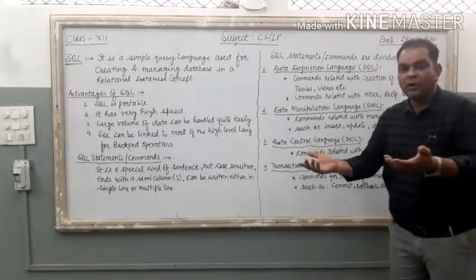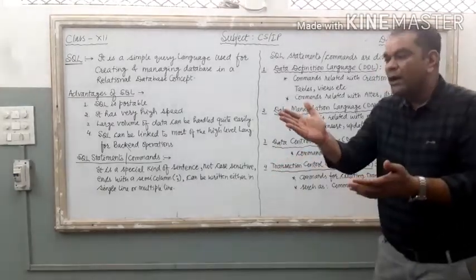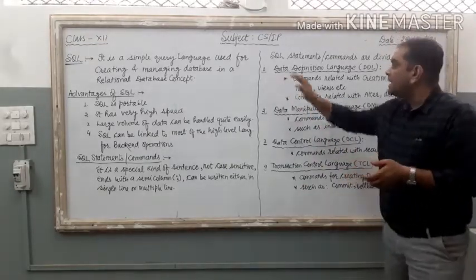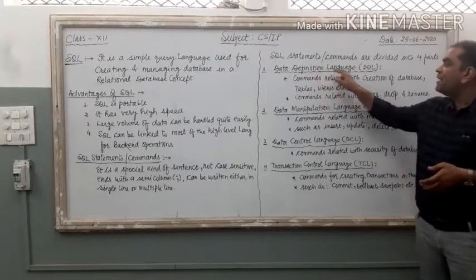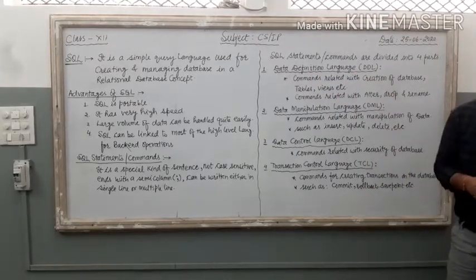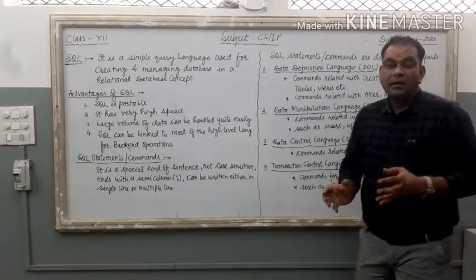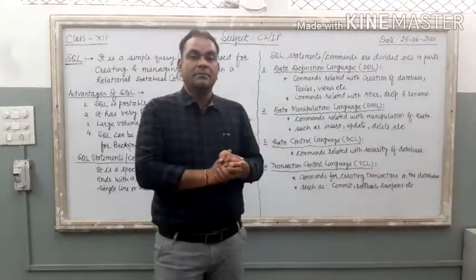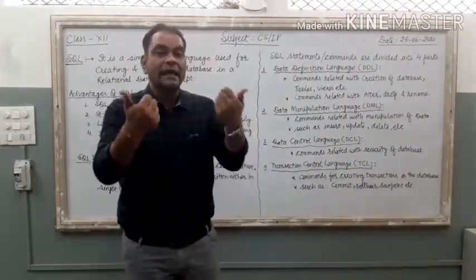Just divide the commands, 45 or 50 commands are there. You have to separate these commands into different categories. So the very first category is data definition language commands, right? The commands that are related with the structure of the table. Structure means what? What is there in the structure?